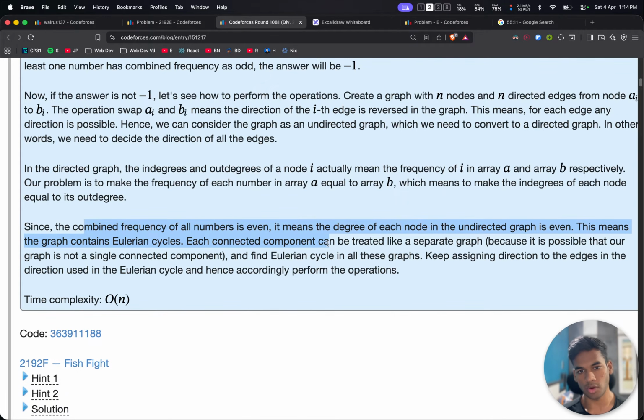Each connected component can be treated like a separate graph because it is possible that our graph is not a single connected component. Find Eulerian cycles in all these graphs. Keep assigning direction to the edges in the direction used in the Eulerian cycle, and hence accordingly perform the operations. Okay.